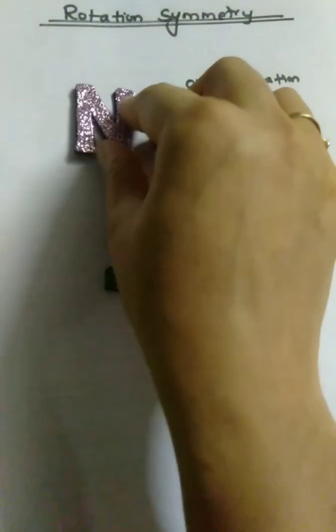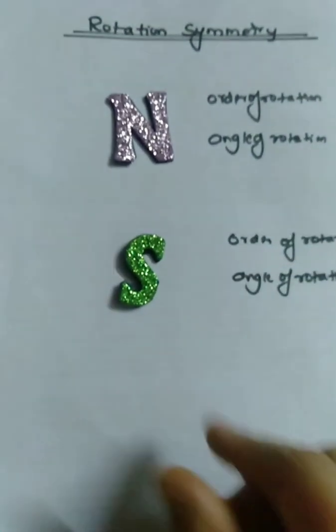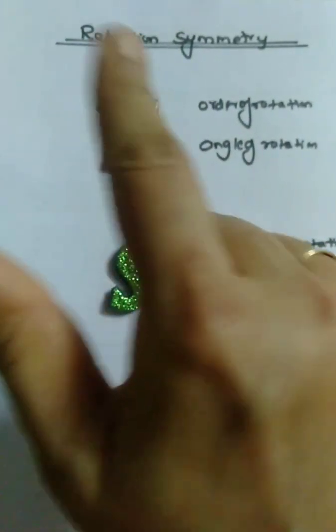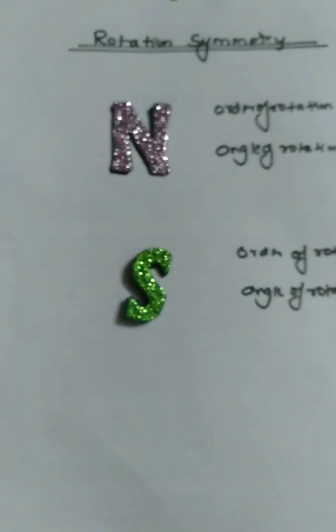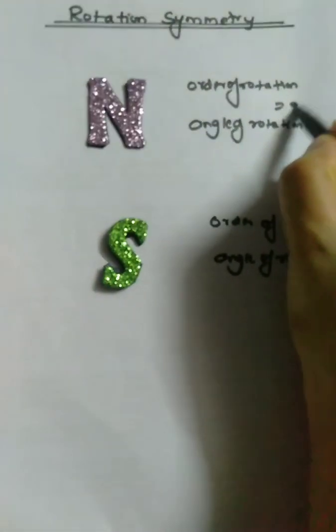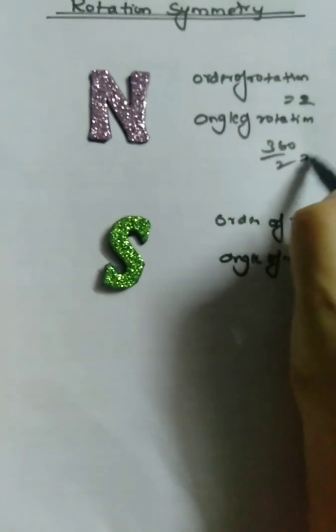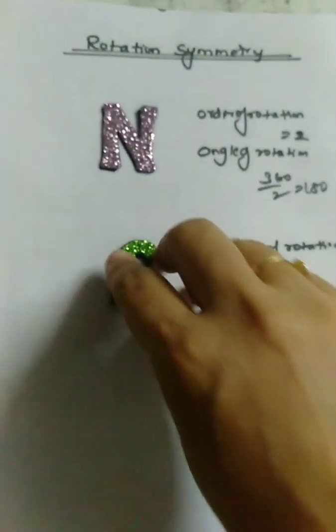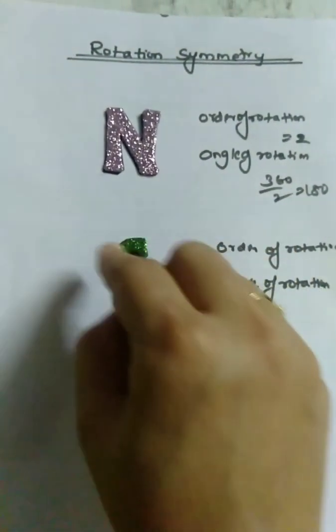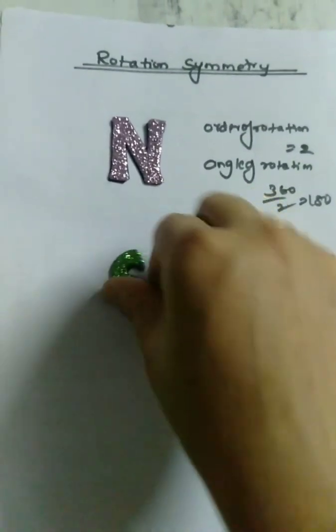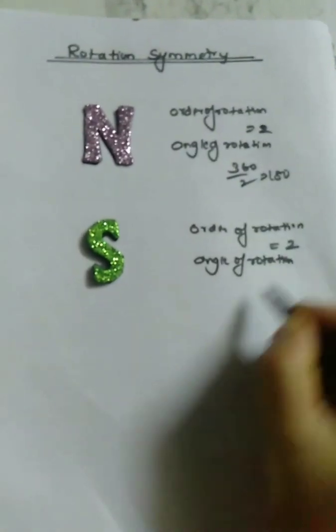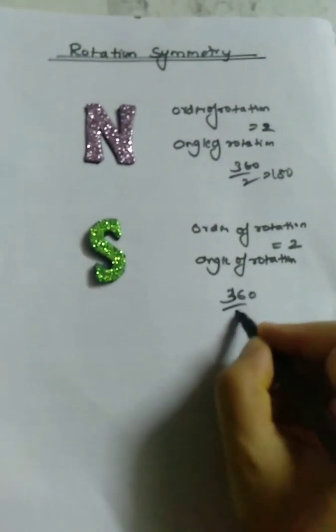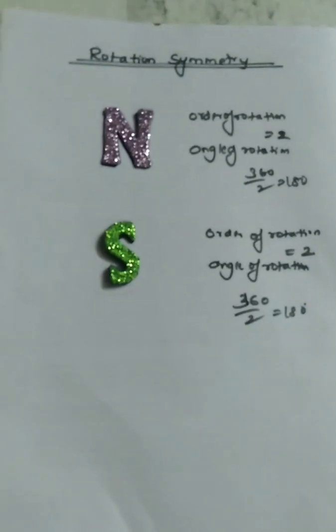Let us take some alphabet, N. Here if I rotate this N completely half, you get the same N, that is a symmetrical figure. Again one more complete half rotation, you get the same. So its order of rotation is 2 here, and the angle of rotation is 360 divided by 2, which is 180 degrees. In a similar way you can rotate S also, a half rotation will give the same S, and again a half rotation will give the same. That is a symmetrical figure. The order of rotation is 2 here, and the angle of rotation is again 360 divided by 2, 180 degrees.